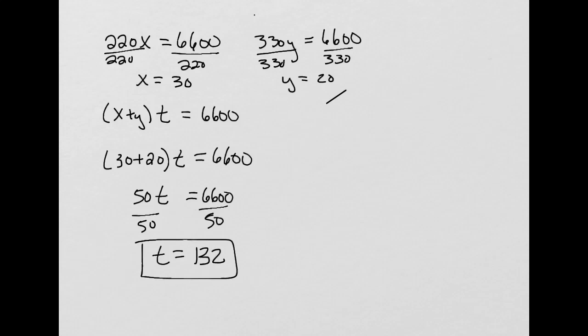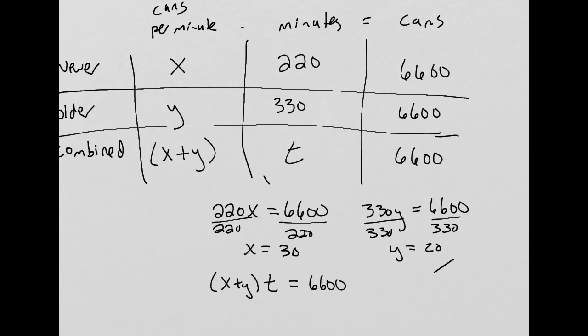So if both machines are working together, it would take them 132 minutes to finish the job. That answer does seem reasonable because we know that alone the newer machine can do the full job in 220 minutes and the older machine can do the full job in 330. So we would expect that if they're working together, it would take less time than either one of them working alone.